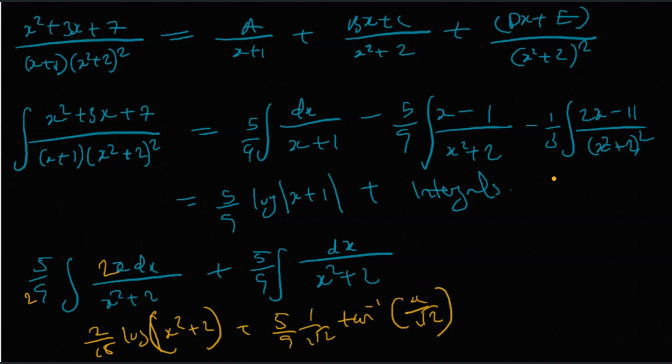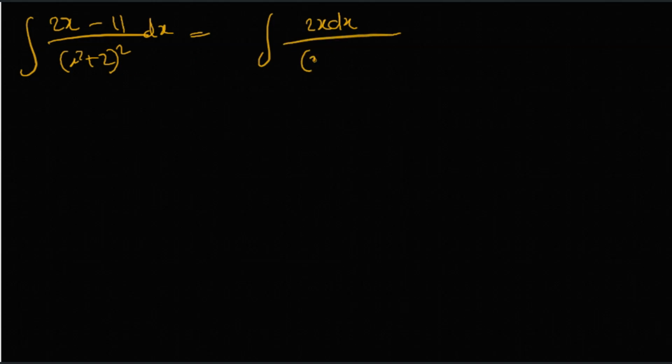Now what do we have? The last integral, that is 2x minus 11 over x squared plus 2 all squared. How do we do this? Well, we can obviously separate it into the integral of 2x dx all divided by x squared plus 2 all squared, minus 11 times the integral of dx all divided by x squared plus 2 all squared. How do we evaluate this part here?